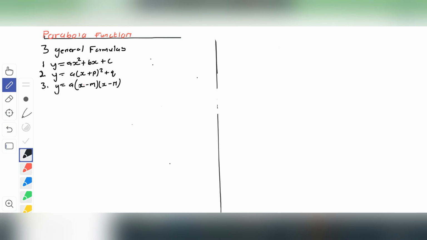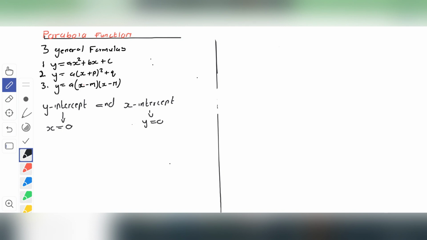Hello guys, in today's lesson we are going to talk about the y-intercept and x-intercept, right? So we know that for the y-intercept, we always let x equal 0, right? And we know that for the x-intercept, we let y equal 0, right?